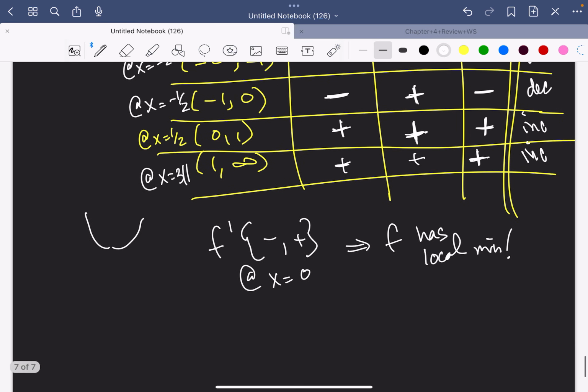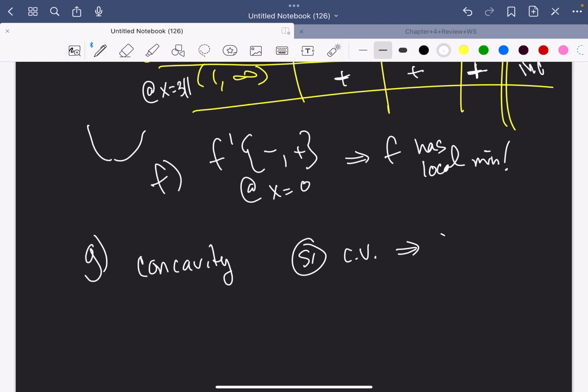Good. Okay. So now let's go over here to concavity. So for concavity, again, it's going to be the same process. Step 1 is to find the critical values, but this time it's where the second derivative is 0 or the second derivative is undefined. Step 2 is going to be to partition. Step 3 is going to be to chart.